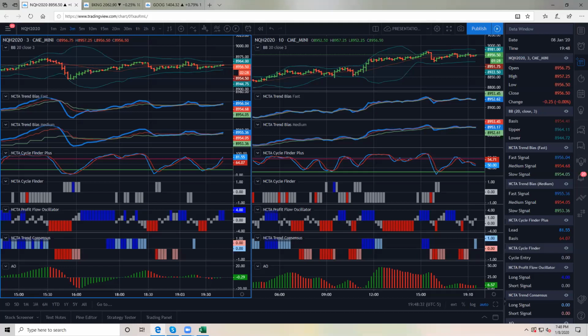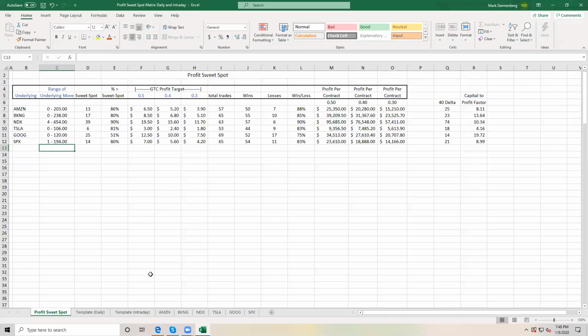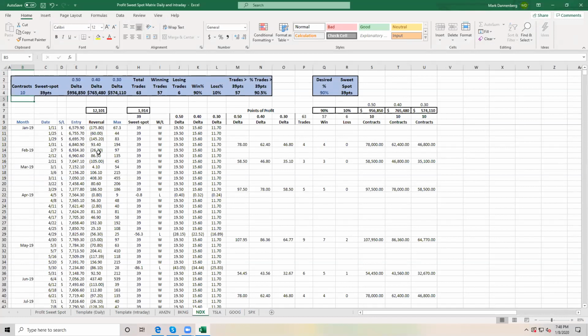Greg's asking, with the new signal, are you always in the market, either long or short, or are you sometimes on the sidelines? Now, Greg, you're frequently on the sidelines. And the reason I say that is because we're not interested in being in the entire cycle. So when I take a look at NDX, for example, there's a cycle. Well, the first cycle of last year was January 11th. If you held for the reversal, it moved 175 points against you. But before that, it moved 67 points in your favor, so you would have been out for a profit based on your 39-point sweet spot.